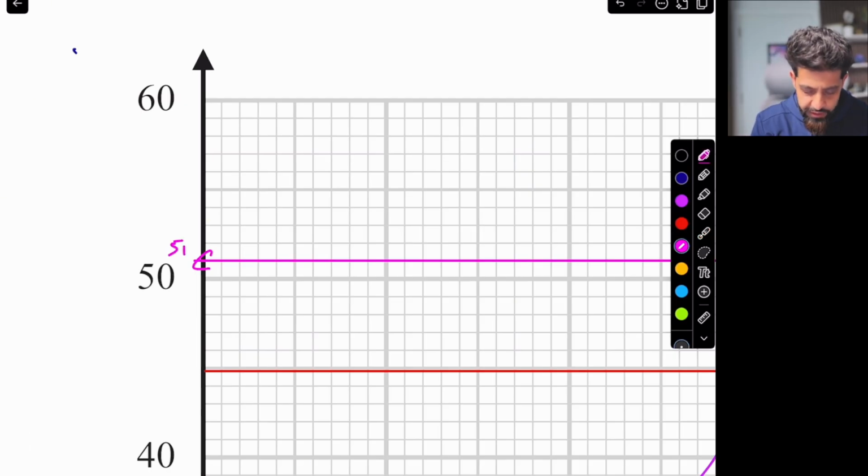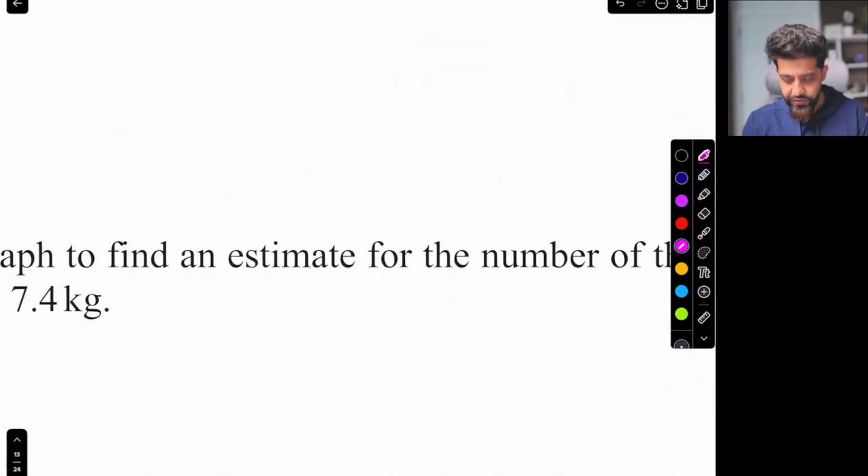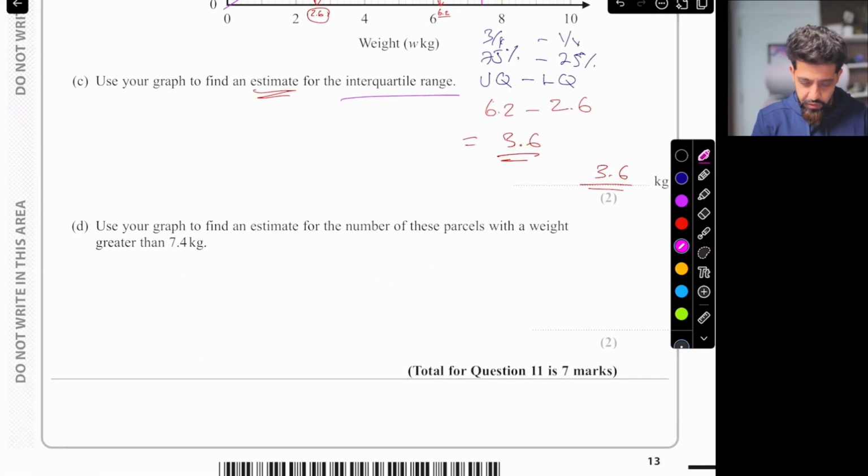So it's everything 51 and greater, which is 9. The gap there to 60 is 9. So 51 and greater is 9. So the number of parcels is 9. There are 9 parcels with a weight greater than 7.4 kilograms.